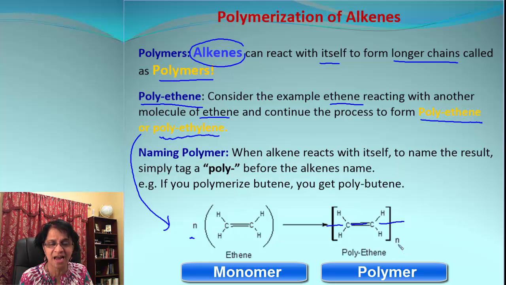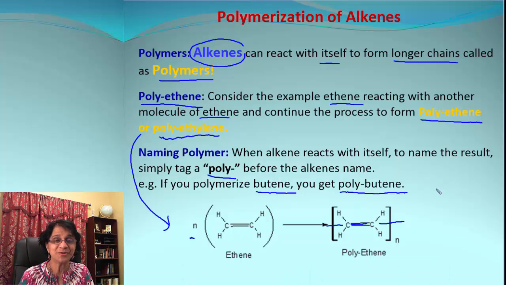We put a square bracket and we put n outside the bracket, indicating the chain is extending in both directions. Now, how do we name a polymer? It's extremely simple. We look at the name of the alkene and we simply add the word poly before that. So for example, if our starting material is a butene and we end up getting a polymer with that, we are going to call it polybutene. It's that simple. So we have now learned different types of addition reactions in the case of alkenes.